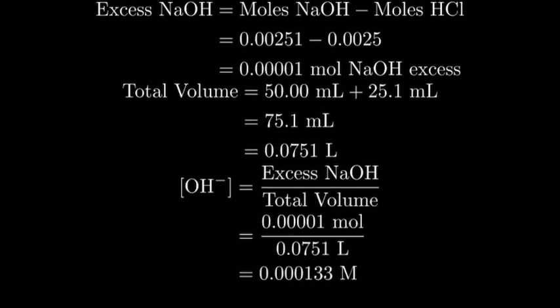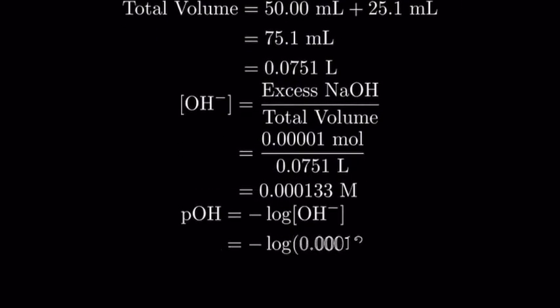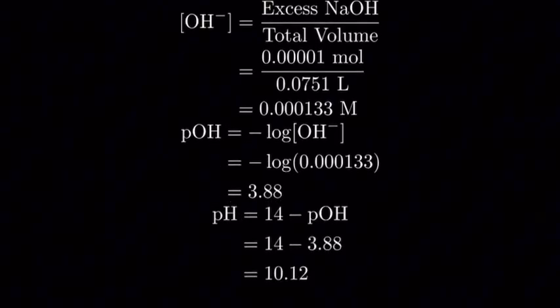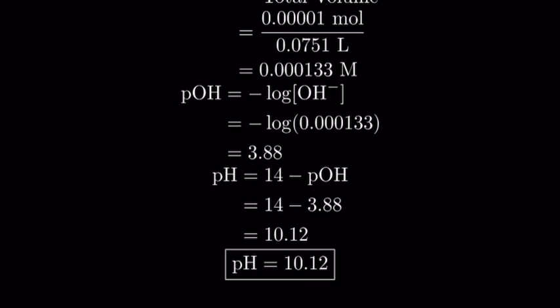Finally, we can calculate the pH. First, we calculate pOH as the negative log of the hydroxide concentration. That's negative log of 0.000133, which equals 3.88. Then, pH equals 14 minus pOH, which is 14 minus 3.88, giving us a final pH of 10.12. Since our final pH is greater than 7, this confirms that we have an excess of base in our solution. This makes sense because we added slightly more sodium hydroxide than was needed to neutralize all of the hydrochloric acid.